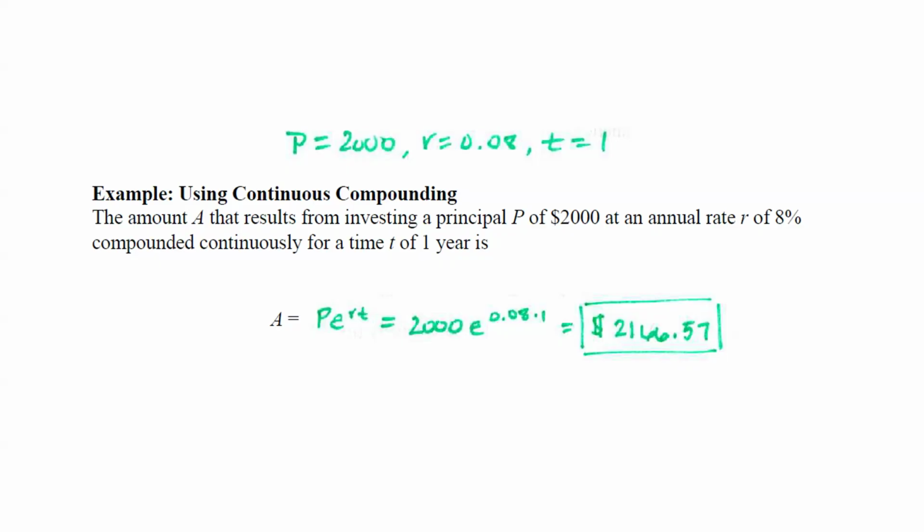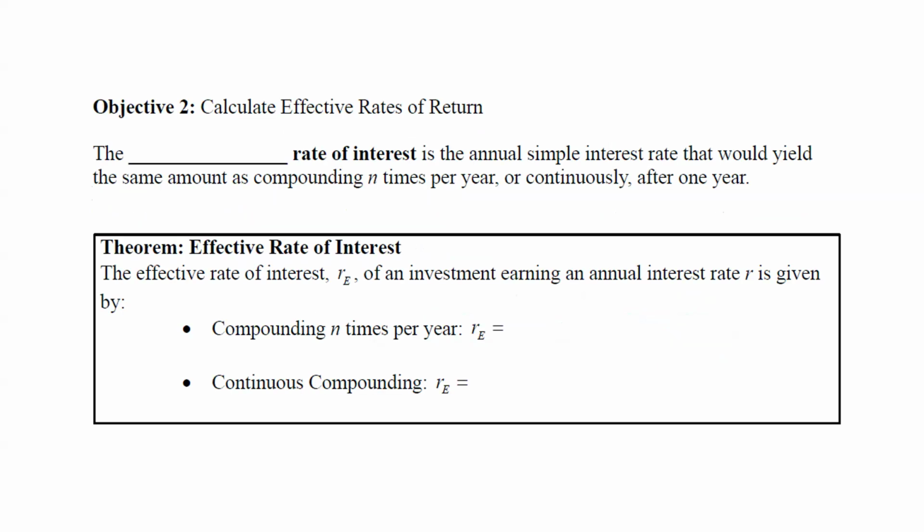Now, if we were to compare this to our previous problem where we were compounding daily, that gave us $2,166.54. So continuous compounding gives us a higher amount. The difference is only 5 cents, but in practice, daily and continuous compounding are very similar. Okay. All right, let's go to objective 2, which is to calculate effective rates of return.